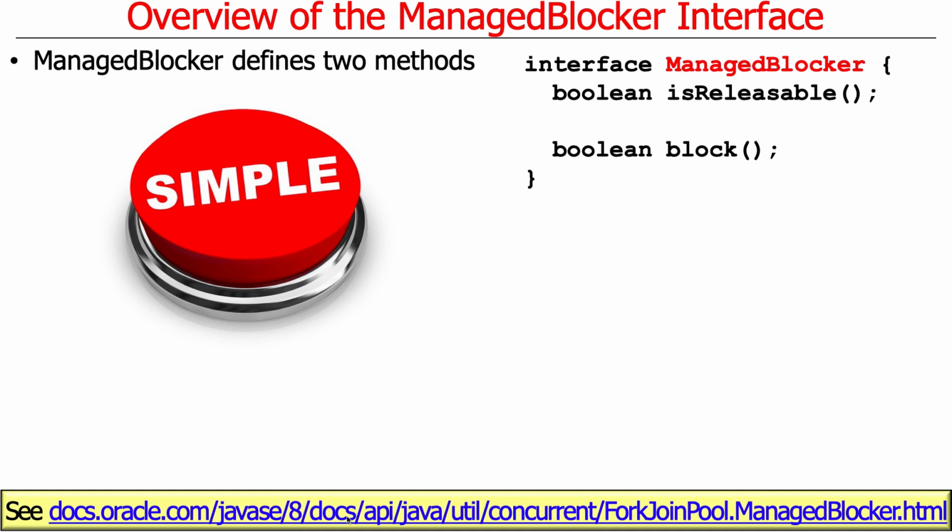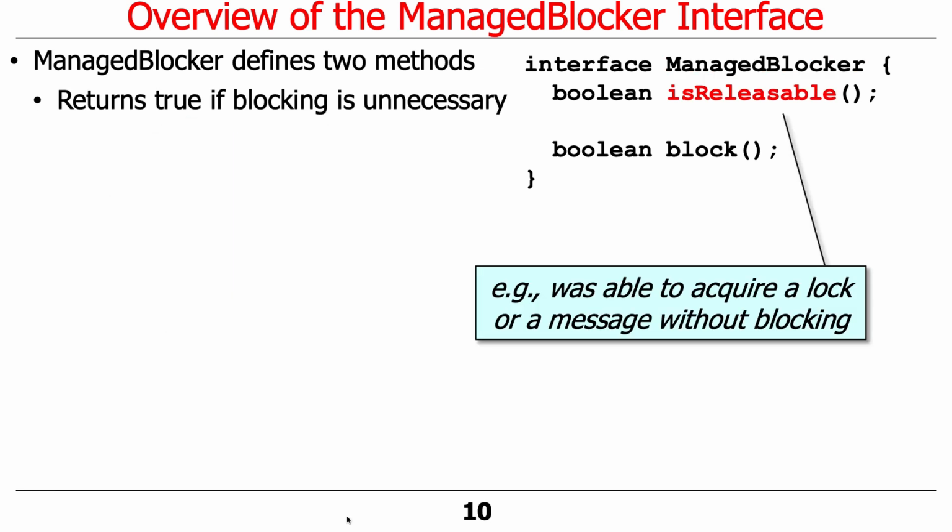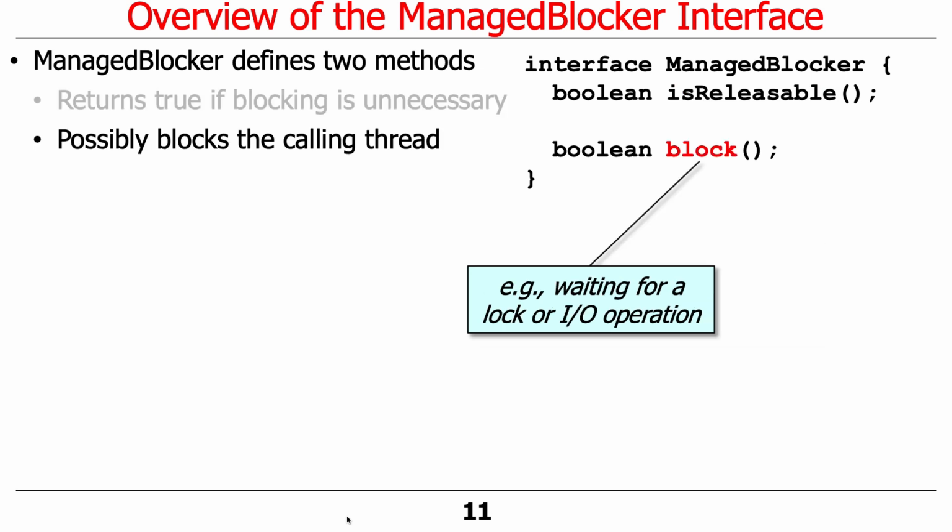There's only two methods that are defined on it. And the first method is called IsReleasable, and it returns true if there's no need to block. So if you have some kind of resource that you can get, say, by trying a non-blocking operation, and it succeeds, then IsReleasable will return true, and it says, we got whatever we needed, no need to increase any more threads, there was no blocking at all.